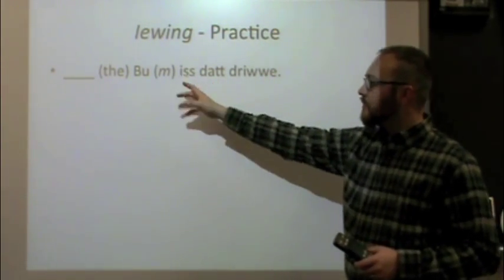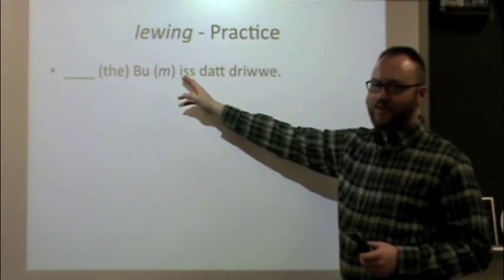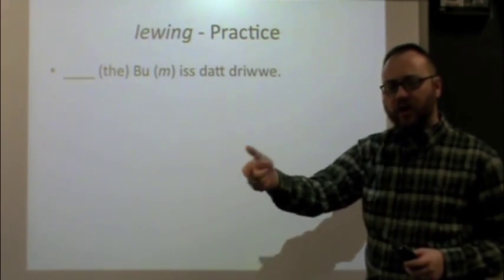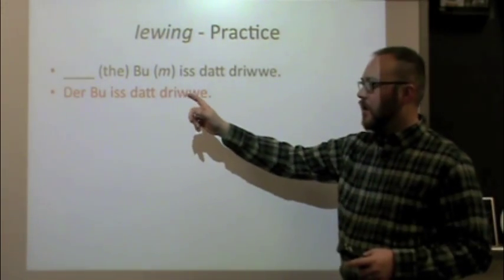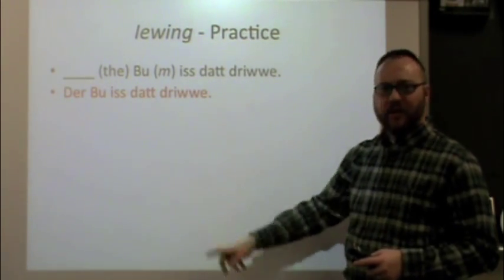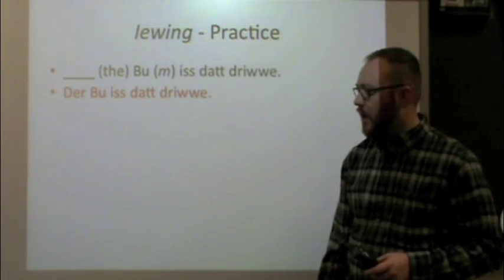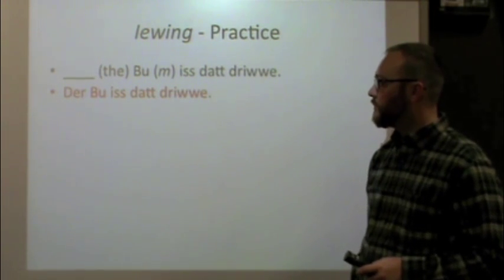If I'm telling you that Bu is masculine, and I want the form of the, check your definite article table, and you'll see that it's der. Der Bu ist da drüber. Okay? Der Bu ist da drüber.